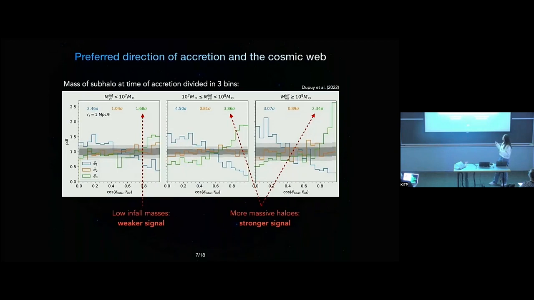And so the statistical significance is getting higher as we move toward larger infall masses. So we notice some kind of mild mass dependence because it is not that strong for larger infall masses.